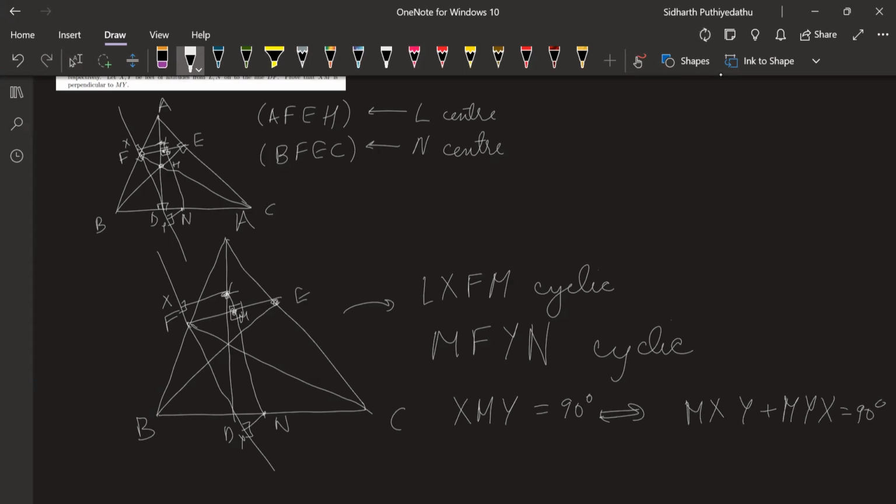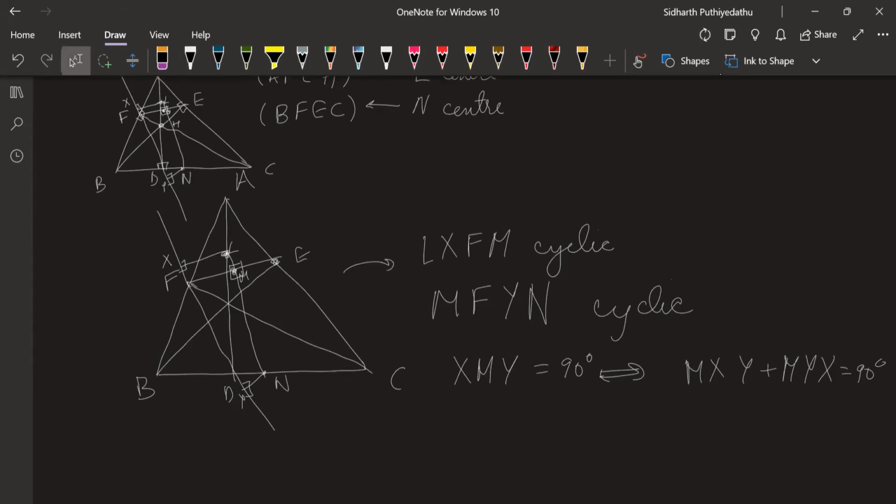Just by angle sum. And we basically know what MXY and MYX are because of the cyclic quadrilaterals. MXY is equal to angle MLF. And note that we know what MLF is, right? It's half of ELF, which is twice of EAF. So this is just angle A, right?